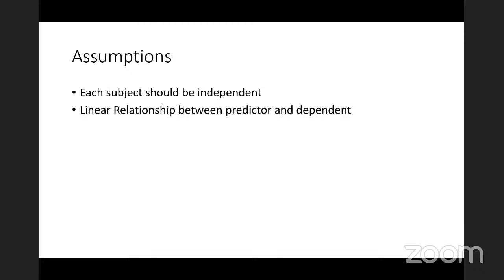Now, once we know what the various statistics mean, what are the various assumptions made while doing a linear regression analysis? First assumption, and it's a very important assumption, is that each and every subject should be independent. Number two, there should be a linear relationship between predictor and dependent variable. For example, if y is equal to x squared, that's not a linear relationship. In that case, you may have to transform the y values, the dependent values.